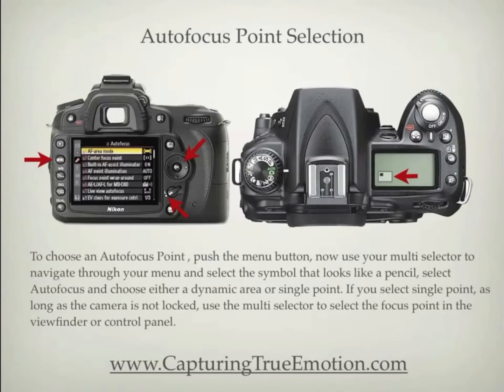To choose an autofocus point, push the menu button. Now use your multi-selector to navigate through your menu and select the symbol that looks like a pencil. Select autofocus and choose either a dynamic area or a single point. If you select single point, as long as the camera is not locked, use the multi-selector to select the focus point in the viewfinder or control panel.